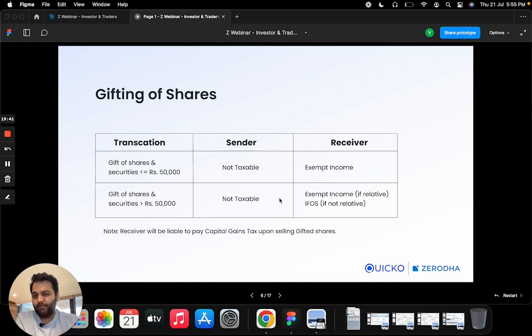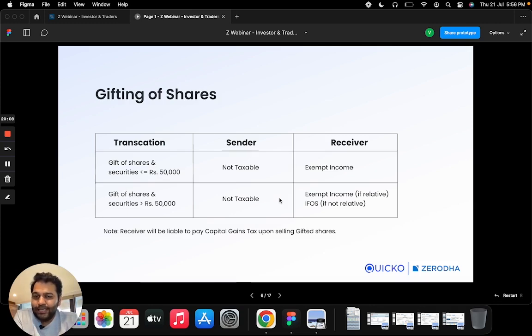So there is no tax burden on the sender. However, in case of receiver, if the amount is greater than 50,000 rupees, it's only exempt if the sender is a blood relative, right? Who is a blood relative? Your parents, your siblings, your children, right? And the income tax department also has an exception of your spouse, right? So it's exempt income only if you receive it from blood relatives.